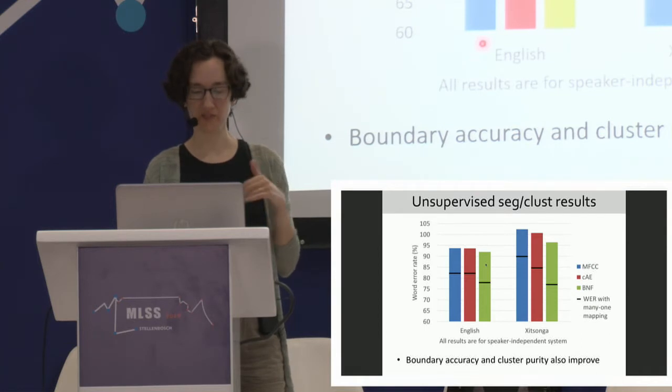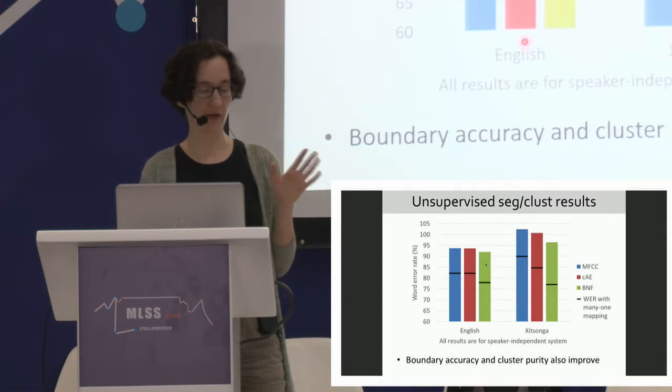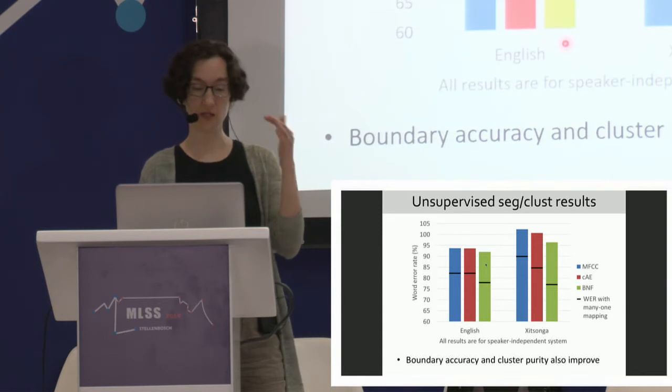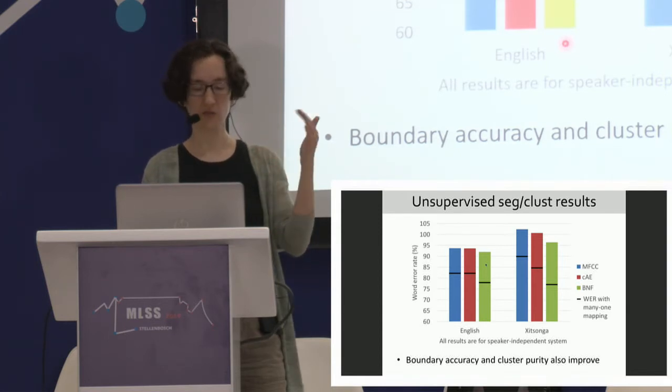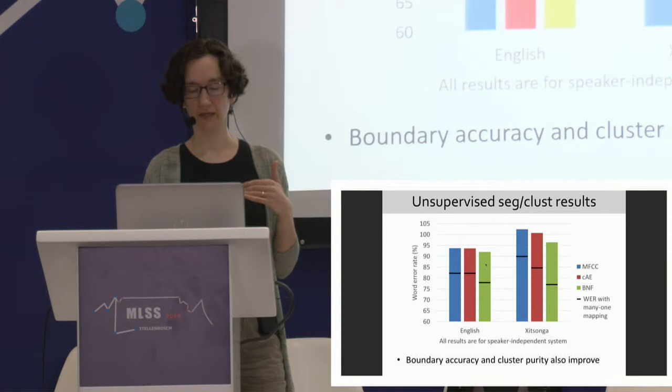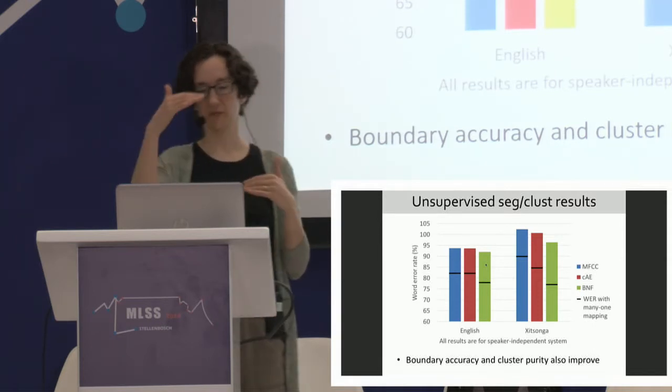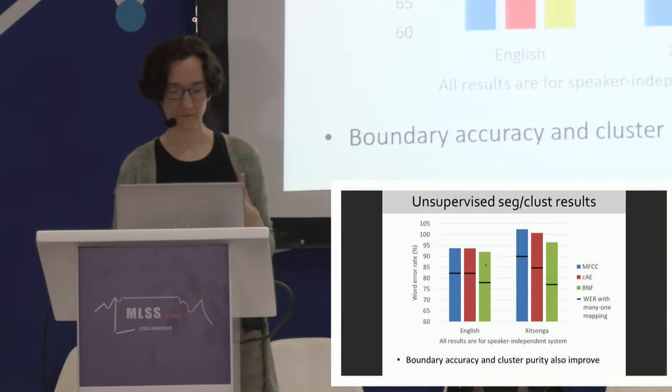We're comparing MFCCs, which are our traditional features. The next bar over is the correspondence autoencoder features, which you can see don't help that much on English, but they do help on Sitsonga. And then our bottleneck features, which is not a huge improvement, but they do help in both English and Sitsonga. Again, the bars are the one-to-one mappings, and the black lines are the many-to-one mappings, which are overall lower word error rates, but a similar pattern.